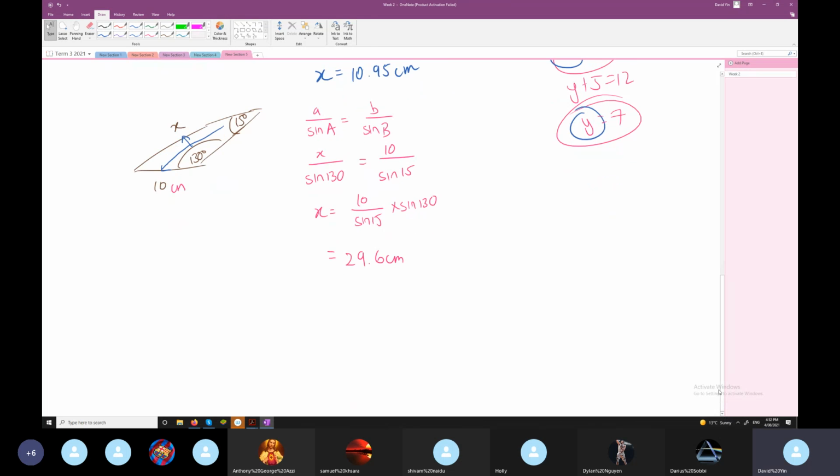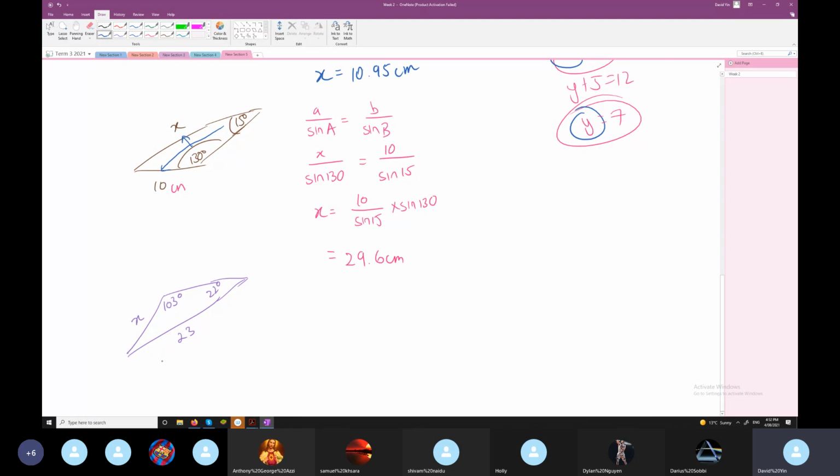All right, so let's do a couple more. Let's say we have a triangle that looks something like this. So we've got a very similar triangle, just flipped 180. Let's say this is 103 degrees. This is, let's not use 15 again, let's say this is 22. Let's say this is 23 centimeters, and we're trying to find out what this side here is.